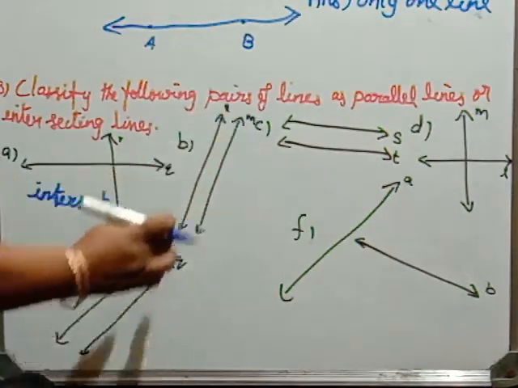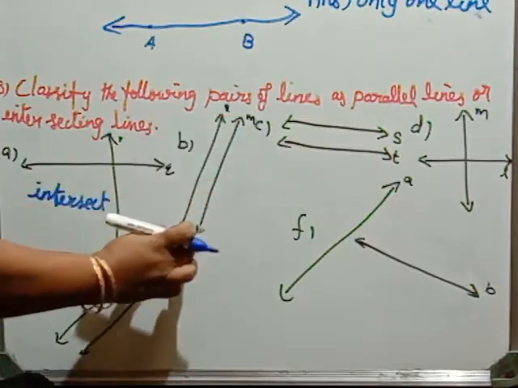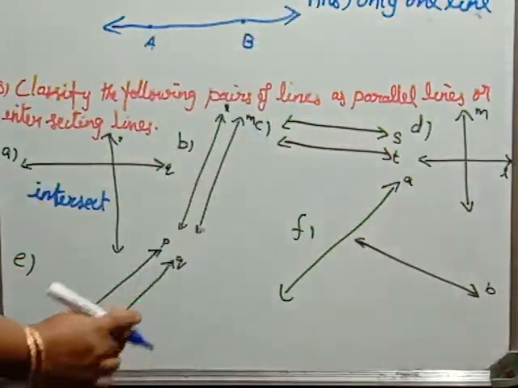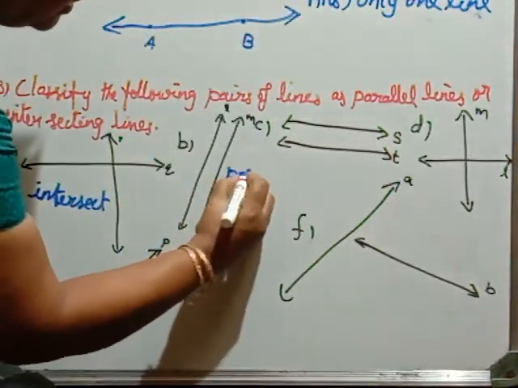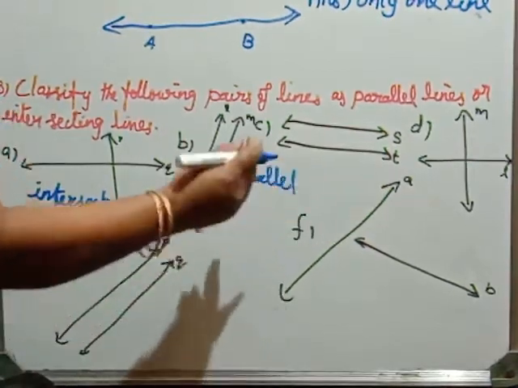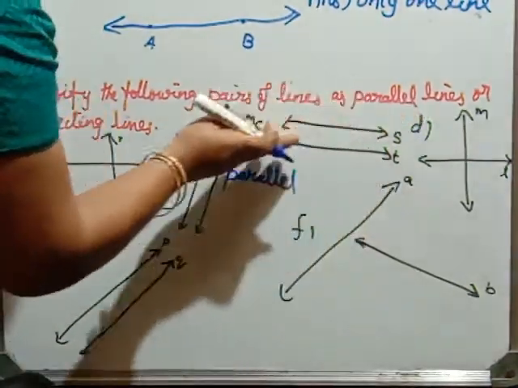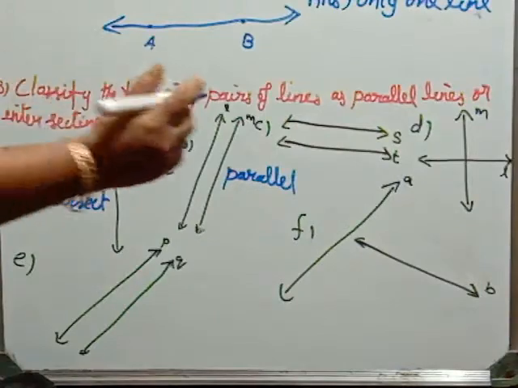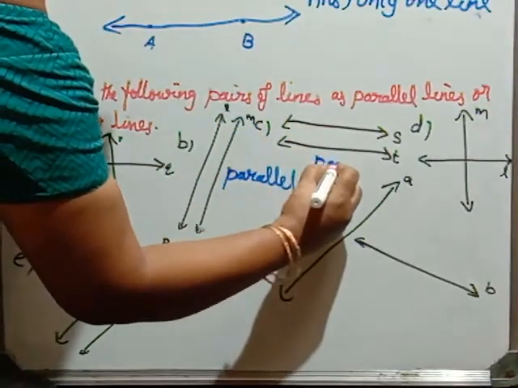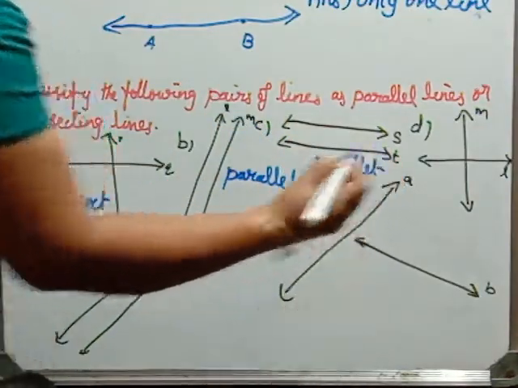Now, see the B sum. Lines L and M are not touching anywhere. So, these lines are called parallel. Now, see the C sum. In the C sum also, these 2 lines never touch anywhere. So, these lines are also called parallel.